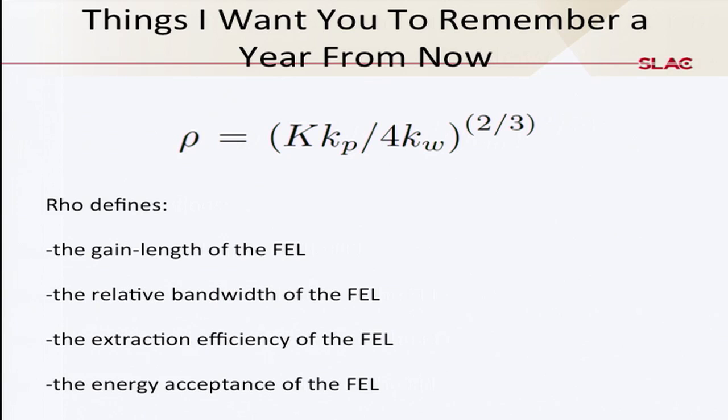Rho, I don't even remember the definition of rho off the top of my head, I have to be honest. So I don't expect you to remember that. But it's good to remember the scaling and what it does. So rho defines the gain length of the FEL, it defines the relative bandwidth of the FEL, it defines the extraction efficiency of the FEL, and it also defines the energy acceptance of the FEL. We didn't go through this, but it tells you how big your energy spread can be. It has to be smaller than rho.